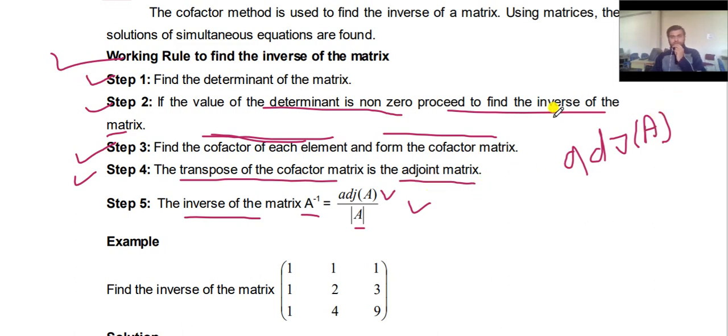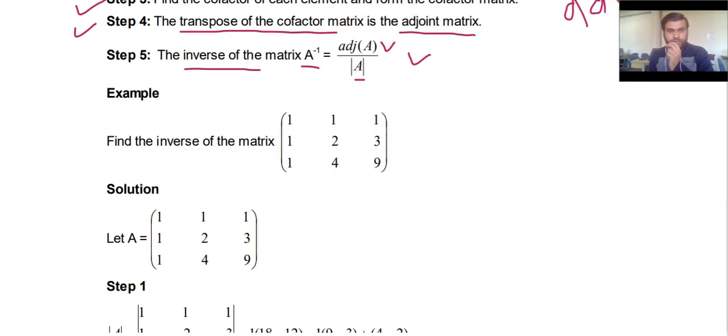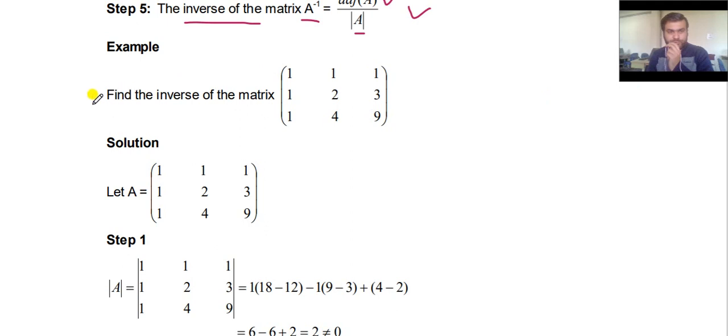So now we will see an example to calculate the inverse of a matrix. Here an example is given. Find the inverse of the matrix. A matrix is given to you. So we write here A is equal to this matrix that is given to you.